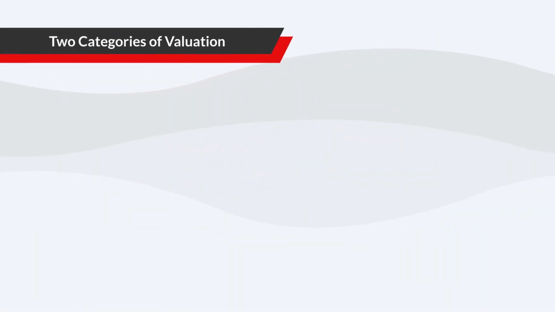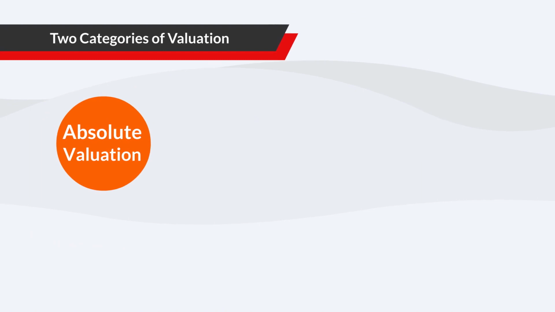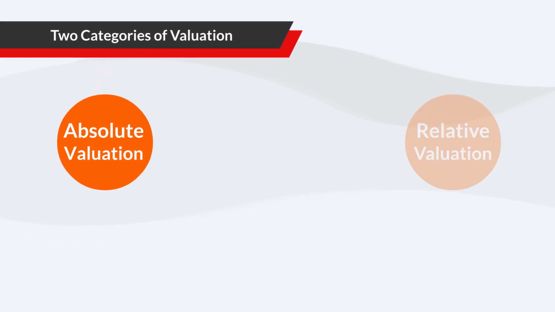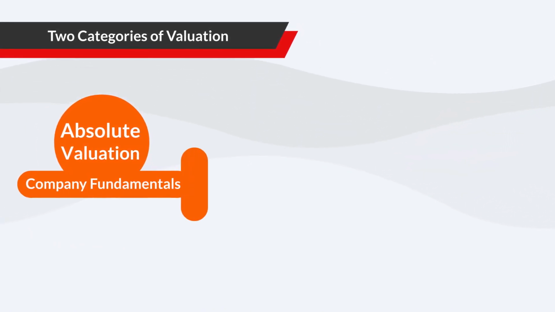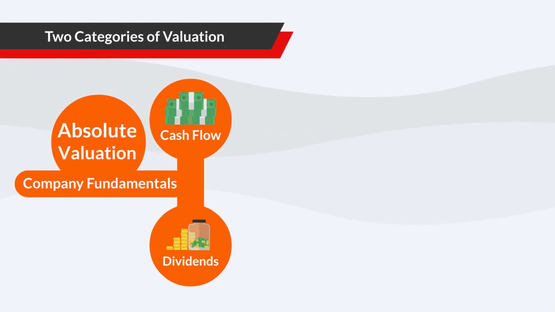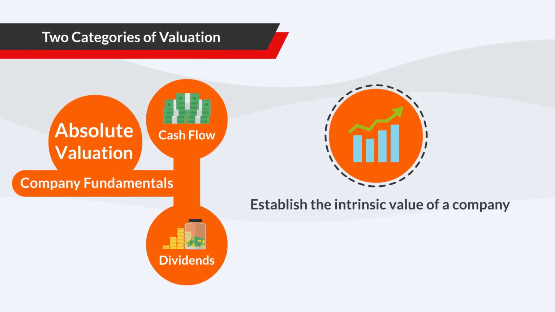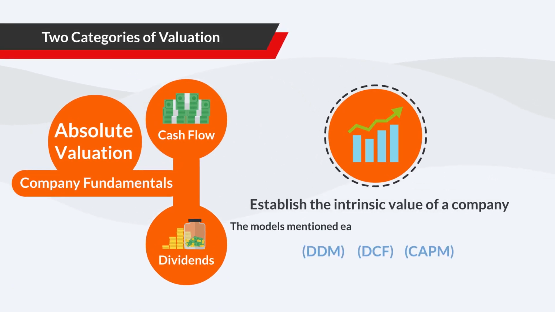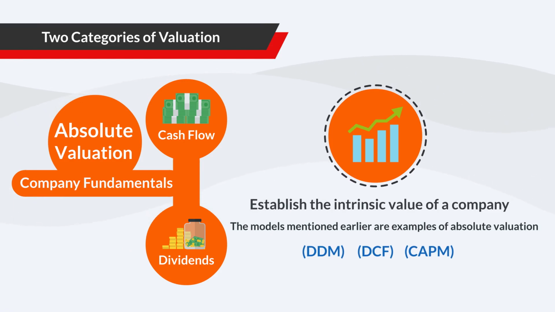There are two categories of valuation: absolute valuation and relative valuation. Absolute valuation considers company fundamentals like dividends and cash flow to establish the intrinsic value of a company. The models mentioned earlier are examples of absolute valuation.